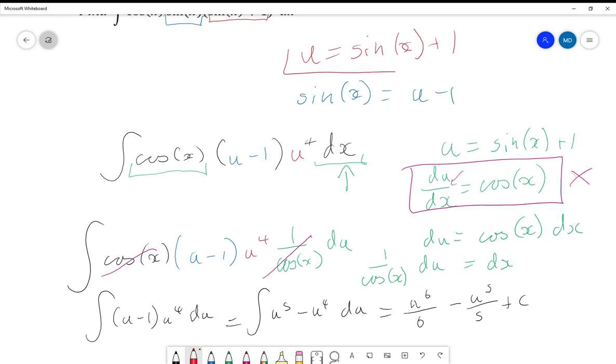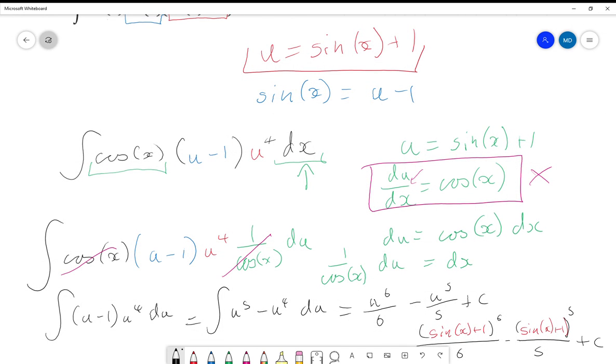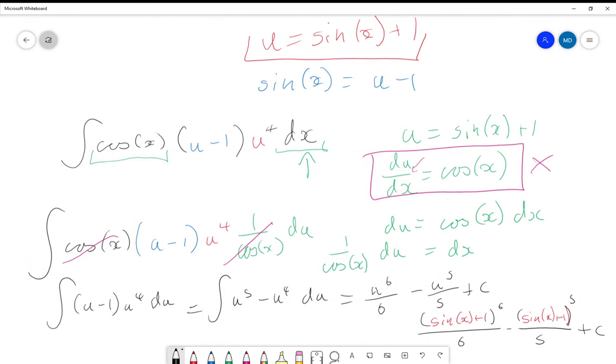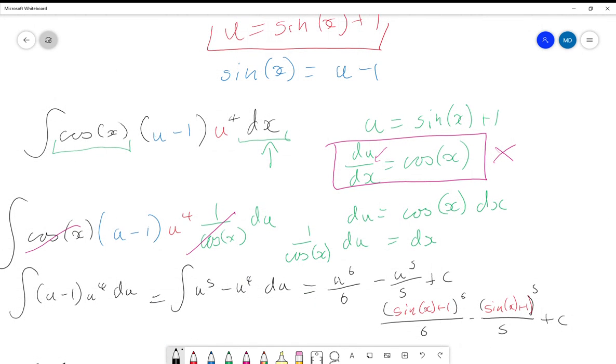So our u up here was sine x plus 1, and so this becomes sine x plus 1 to the power of 6 over 6 minus sine x plus 1 to the power of 5 over 5 plus c. I'm going to put plus c on the end there. And that there is our integration by substitution. We have successfully calculated this integral, and it is this answer here by doing a substitution.